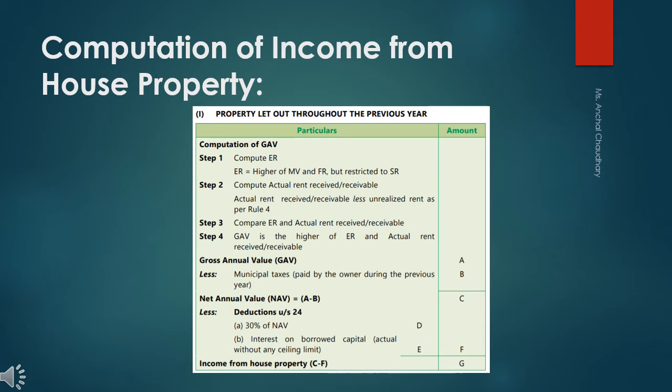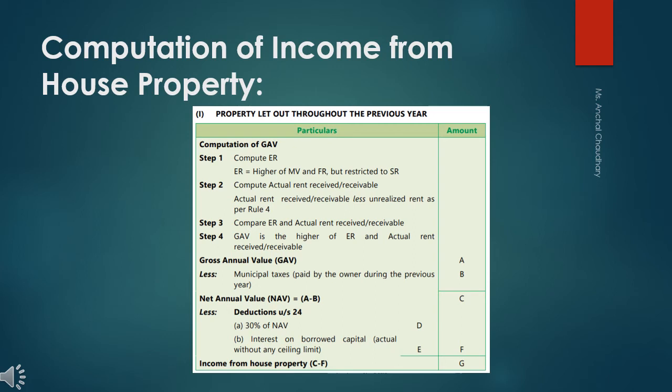Then second step is you have to compute the actual rent received or receivable. When you compute the actual rent, you have to deduct the unrealized rent if you haven't received any rent for like 2 months or 3 months. That you have to deduct from your actual rent, then you will get the amount.